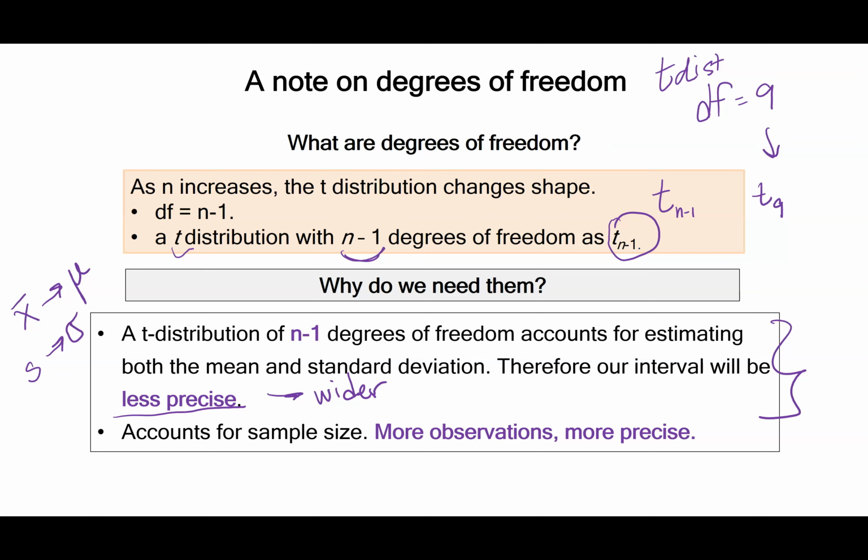And once again, it accounts for sample size. The more observations we have, the narrower we can get our confidence interval, which is a good thing. We usually want a narrower confidence interval if we can get one. We love it when we can get a narrow and accurate confidence interval.